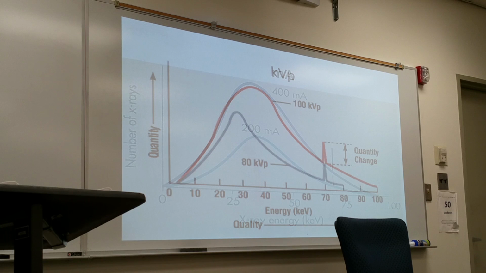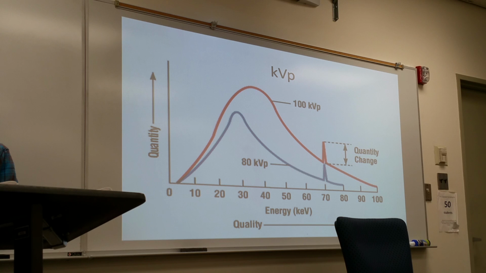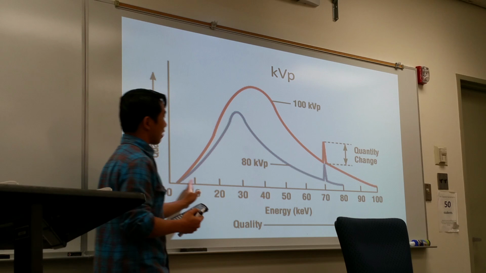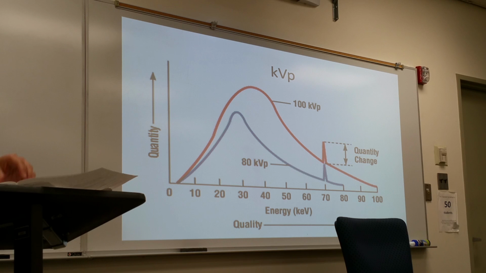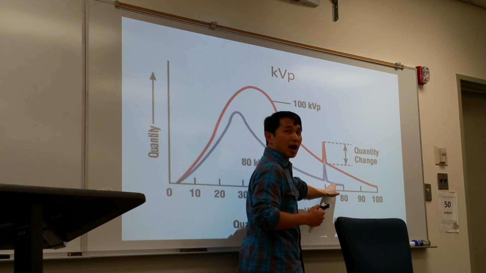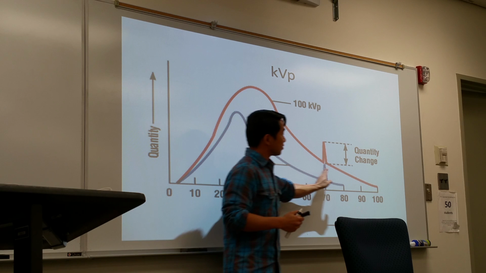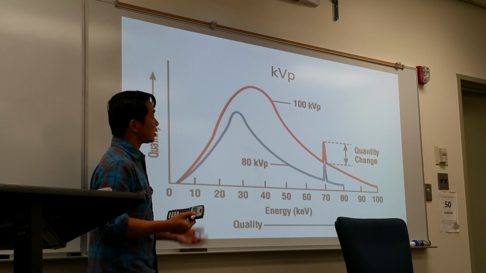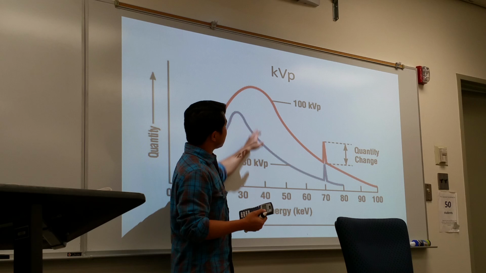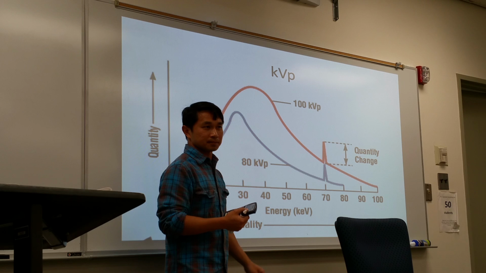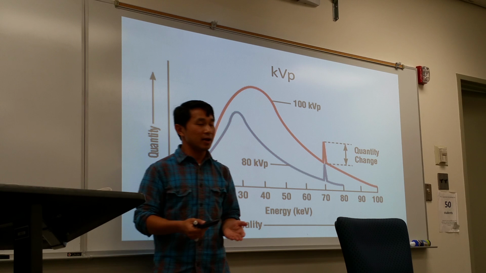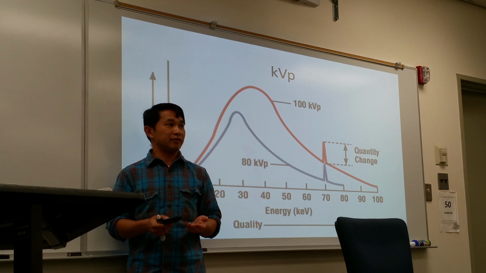Another factor that affects the spectrum is the kV. kV affects both the amplitude as well as the position of the graph. For example, if you increase the kV, the amplitude will increase, and the graph will shift further to the right. High kV causes the amplitude to increase and the graph to shift further to the right because of higher energy. And if you go backward, if kV is decreased from 100 to 80, the amplitude will decrease and shift back to the left. So kV affects both quantity and quality, the number of X-rays and the strength of X-rays, whereas mA just affects the number, or quantity, of X-rays.